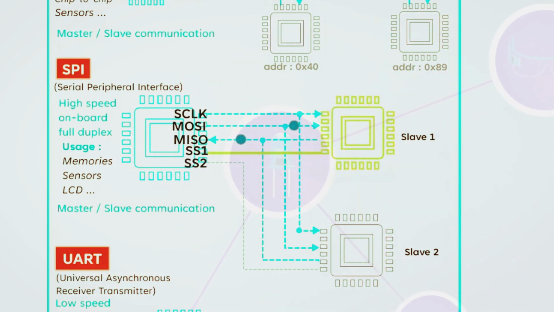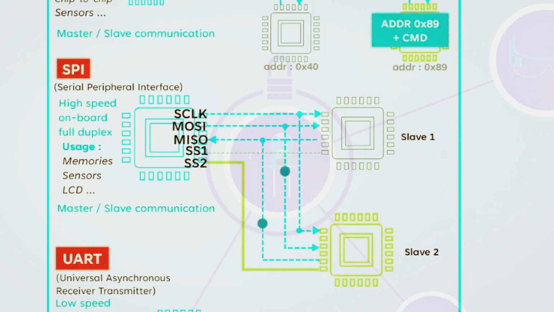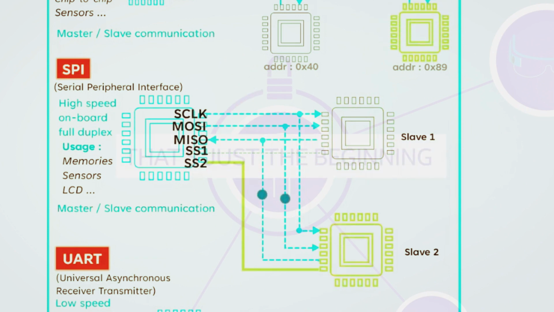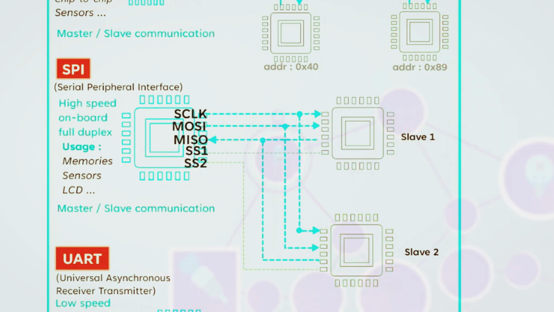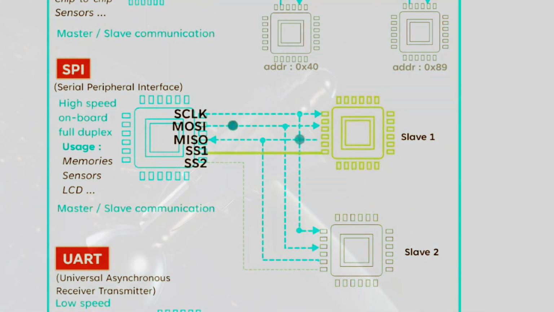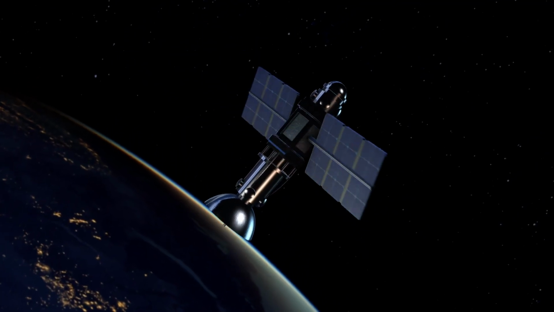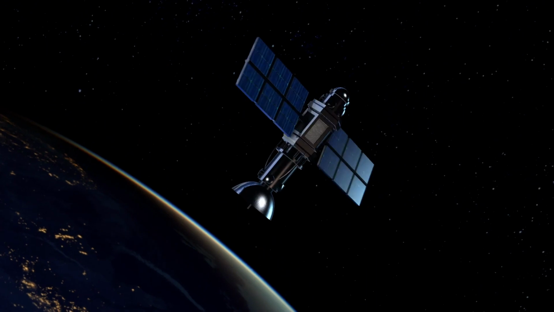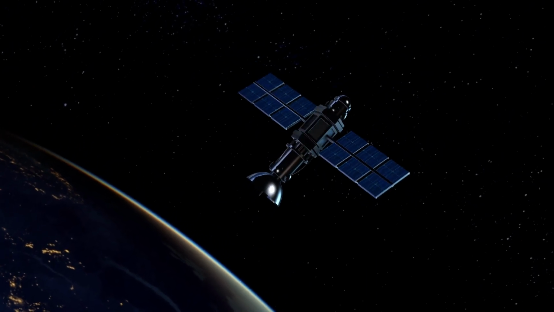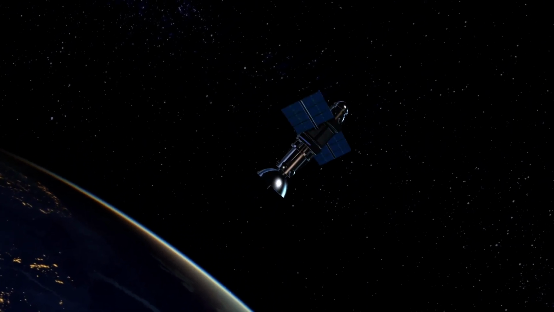SPI supports full duplex communication, allowing simultaneous data transmission and reception between the master and slave devices. It is commonly used in embedded systems for interfacing with peripherals such as sensors, displays, memory chips, and analog-to-digital converters that require high-speed data transfer.